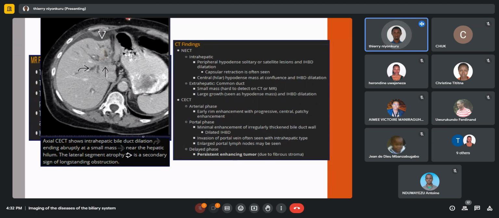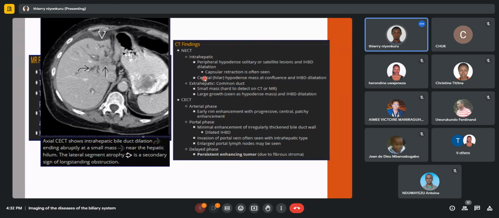On CT findings, mainly on the non-contrasted CT scan, the mass may appear hypodense, and it may show capsular retraction. It may be of hilar location when it is intrahepatic, and when extrahepatic, mainly located in the common duct. It is usually also hypodense with intrahepatic bile duct dilatation.